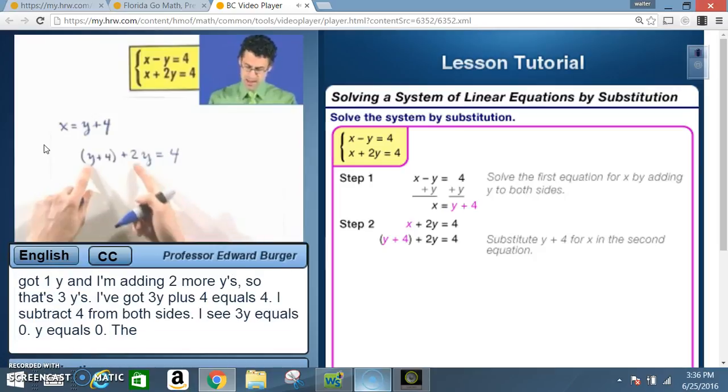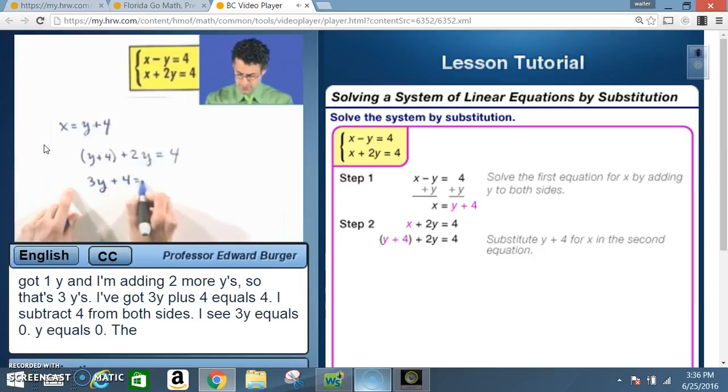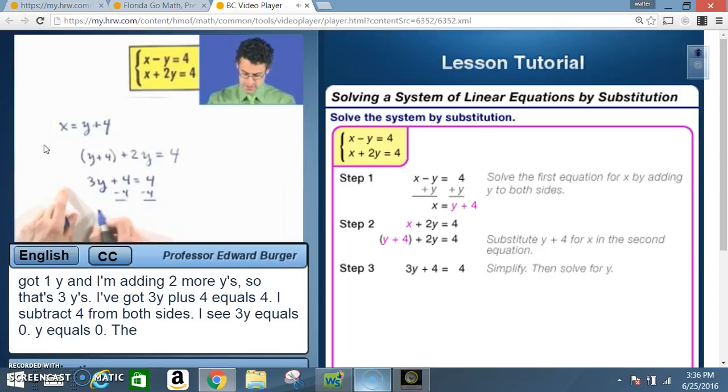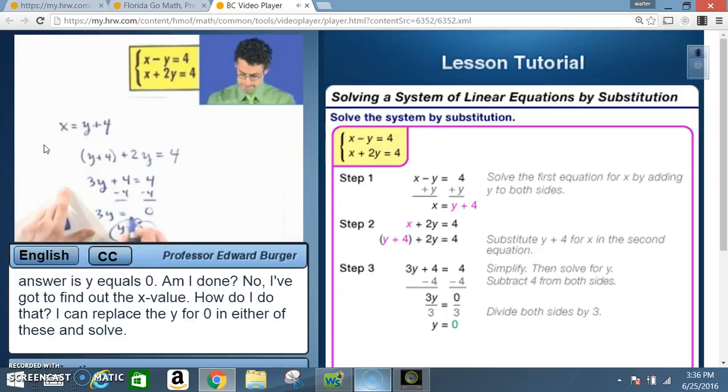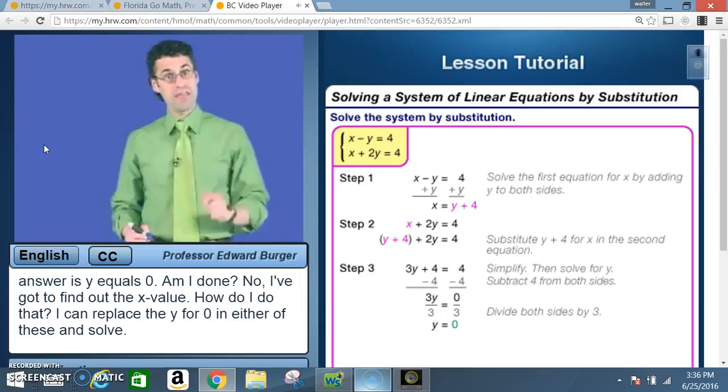I've got 1 y and I'm adding 2 more y's, so that's 3 y's. And I've got 3y plus 4 equals 4. If I subtract 4 from both sides, then I see 3y equals 0, and so y equals 0. So the answer is y equals 0. Am I done? No, I've got to find out the x value.